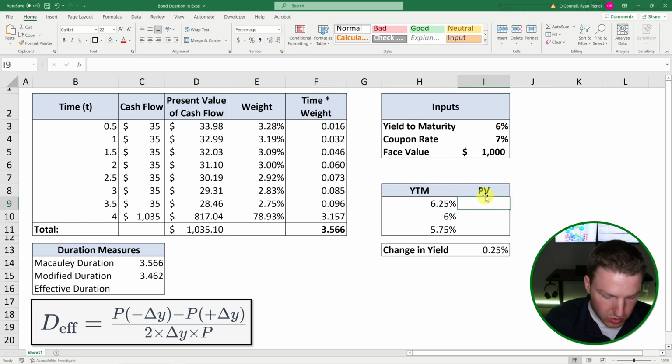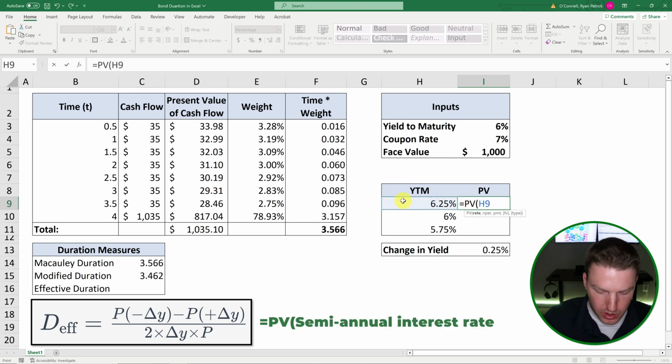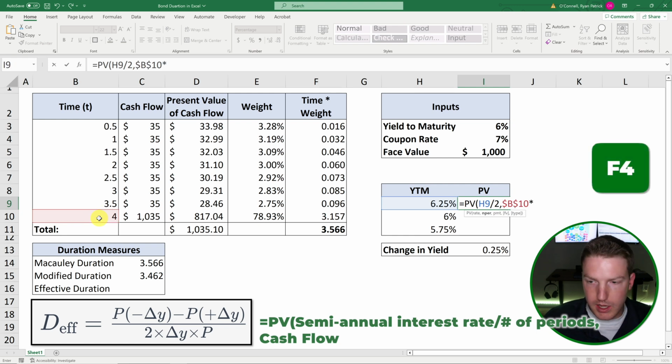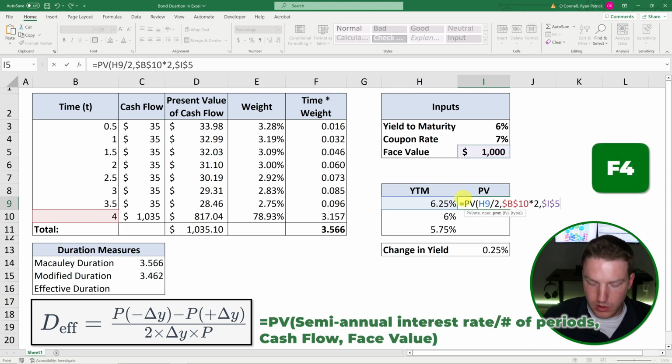And so we're going to price this in these three different scenarios. So we'll just use equal to PV, which is an inbuilt Excel formula. The rate is going to be equal to this value here divided by 2 because it's a semi-annual bond. The number of periods is going to be equal to this 4 multiplied by 2. I also hit F4 to lock that in place. And so there's really 8 periods of payments, right? 8 payments here. And then the future value is actually going to be equal to this $1,000 here. Hit F4 to lock that in.